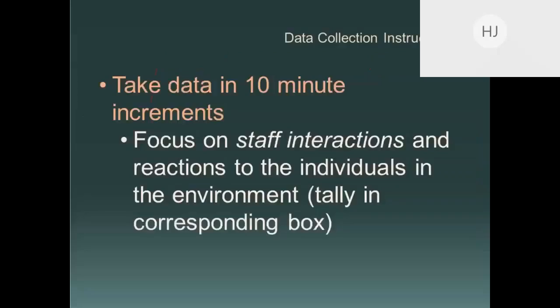So you saw on the last slide that it had a time frame that you're going to be looking at. This is the time frame that we were talking about. It's 10-minute increments. You want to look at the staff interactions and the reactions that the individuals have in the environment for 10 whole minutes. It's really, really important. We use 10 minutes as our goal because it helps us be really consistent across different environments, across time frames, across agencies. It's a really good number to compare things to. So we want to make sure that we get to that 10 minutes at all possible.